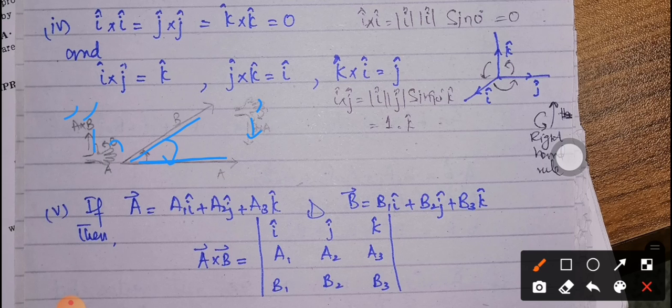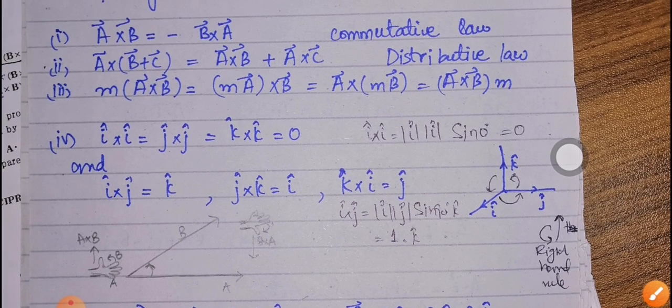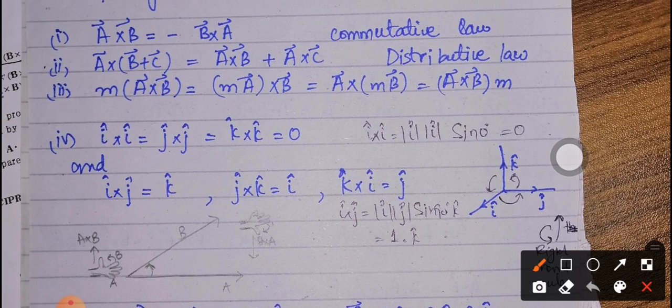So clearly, when we are talking about A cross B and B cross A, their magnitudes will be the same, but the direction will be opposite. That's why we always say that A cross B is equal to minus B cross A. They have the same magnitude, but their direction is opposite.